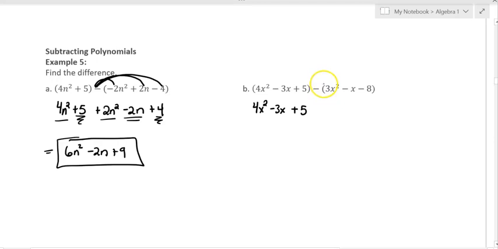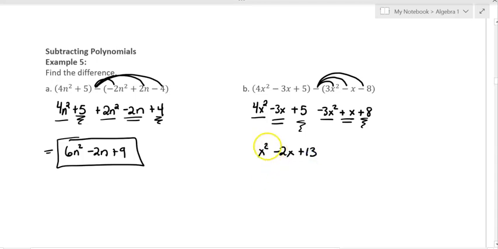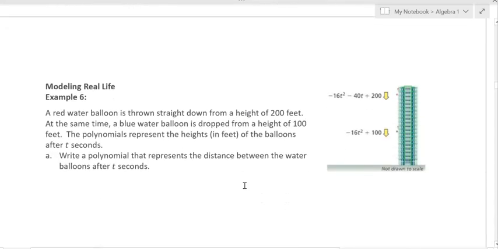All right, so I'm subtracting this parentheses, so I'm going to subtract the 3x squared, so it changes to minus 3x squared. Subtracting negative x changes to adding x. Subtracting a negative 8 changes to adding 8. And then from there, I start with my highest power. 4x squared minus 3x squared leaves 1x squared. You typically don't write the 1. Negative 3x plus x is negative 2x. And then 5 plus 8 is 13. And that's my answer. And by doing it really methodically, it ends up in standard form, which is super nice.